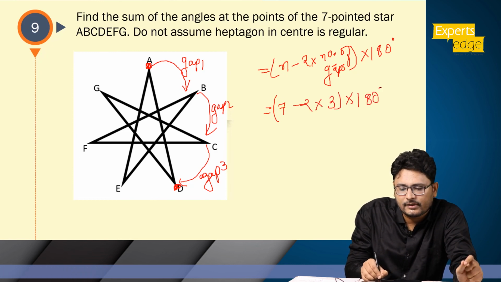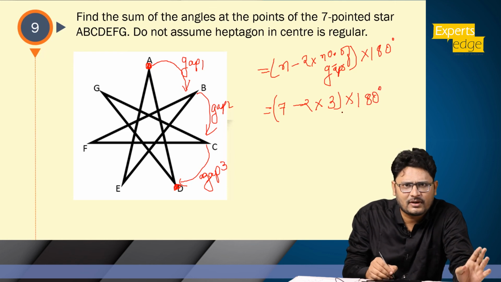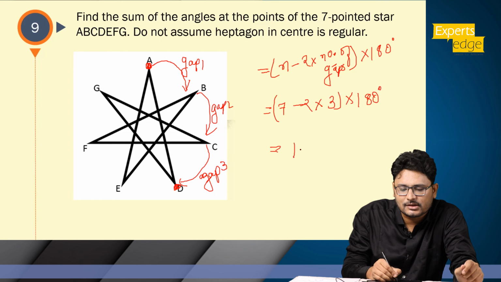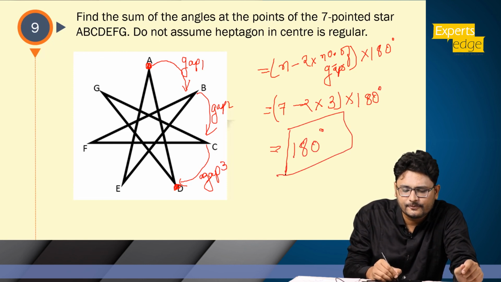ठीक है? तो don't ratify कि 7 pointed का star का आंसर हमेशा 540 degree और नहीं. It depends कि star किस टाइप का है. So 7 minus 6 answer should be 180 degree. ठीक है? Can you see? Just 10 second में solve हो रहा है.